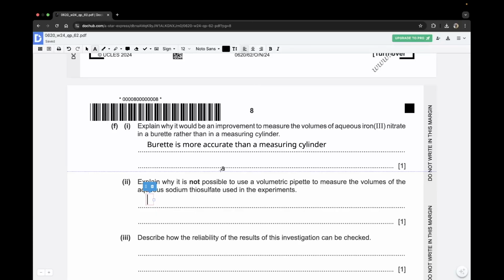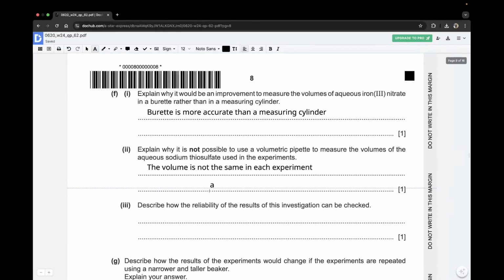Sometimes instead of asking this, they may ask you how you can improve the accuracy of the experiment. And in that case as well, you should be saying use a burette. And then they'll ask you why not a pipette. And recall that a pipette can only measure a fixed volume. So you should say that the volume is not the same in each experiment. Only if the volume is the same in each experiment, you can use a pipette. Otherwise, you can only use a burette to increase the accuracy.